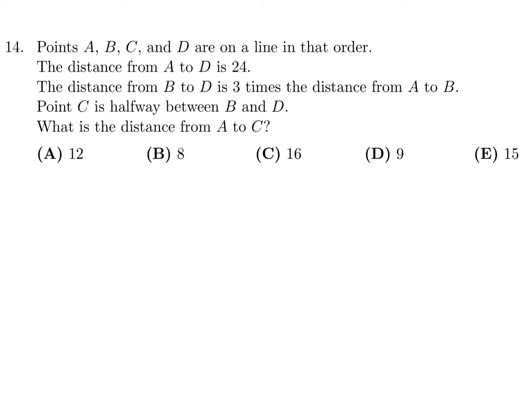Points A, B, C, D are on a line in that order. Distance from A to D is 24. Distance from B to D is 3 times the distance from A to B. Point C is halfway between B and D. What is the distance from A to C?